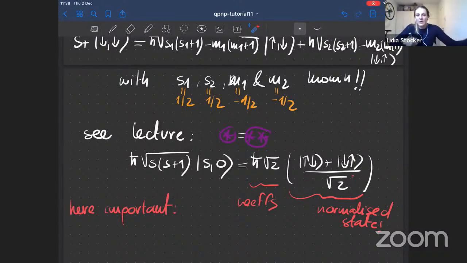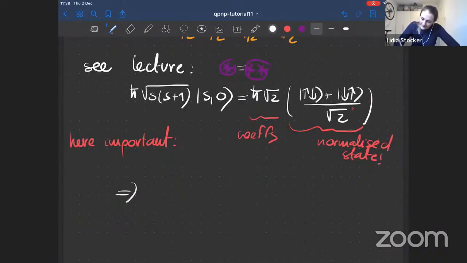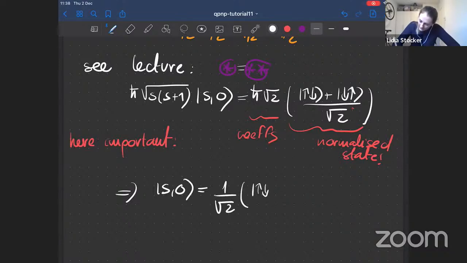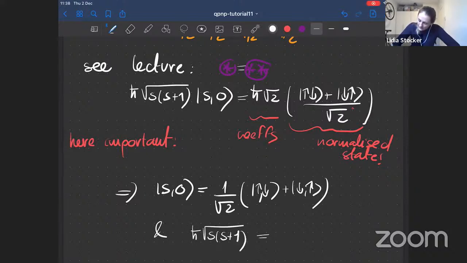A number is a number. A state is a state. So we found two things in one. We see that S0 is equal to 1 over square root of 2 of up, down, plus down, up. And we see that H bar square root of S plus 1 is equal to H bar square root of 2. This means that S is equal to 1.